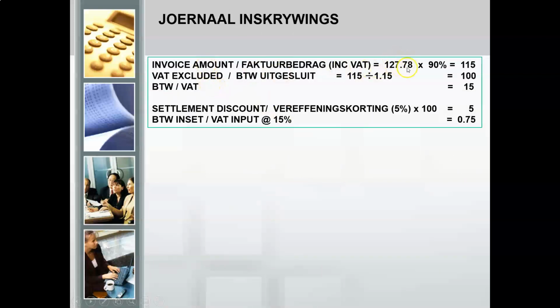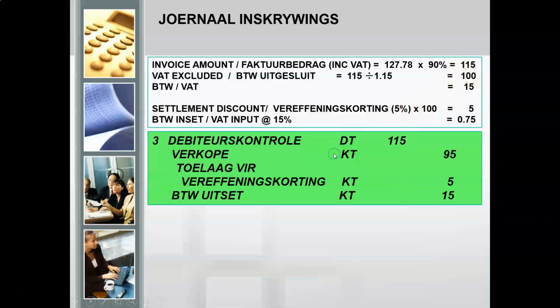Invoice amount, 127.78 times 90% equals 115. Step number 2, take out the VAT. 115 divided by 1.15 gives me the VAT exclusive amount of 100. 100 times 15% equals 15. Good. Now, I take the VAT exclusive amount, which is 100, and I break it down into the two legs. 5% of the 100, i.e. 5 Rand, will go to the allowance for settlement discount account. 95% of the VAT exclusive amount will go to my sales account.